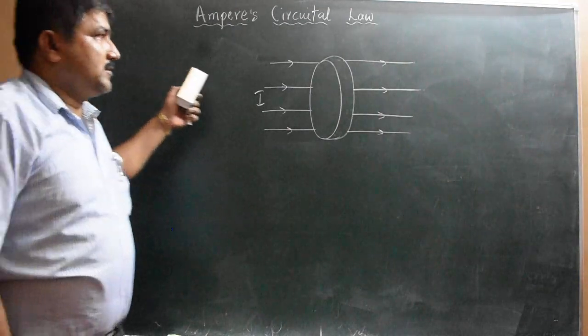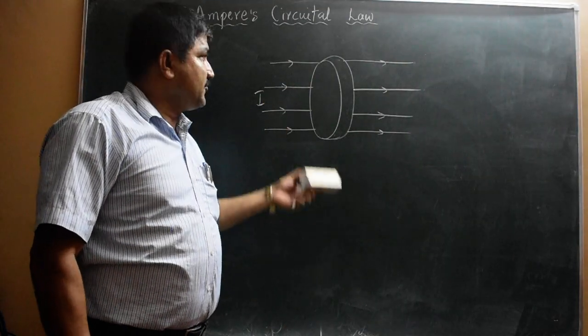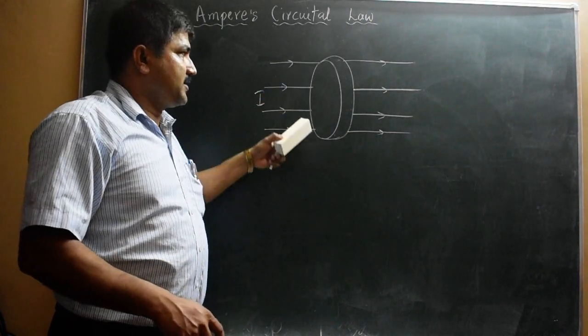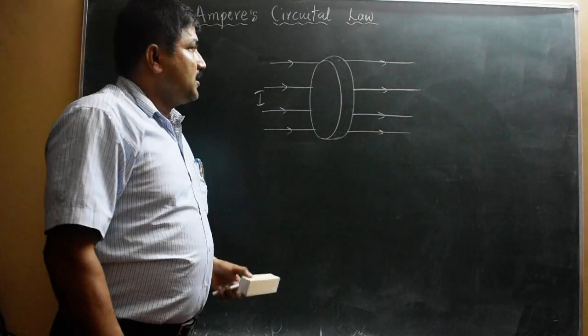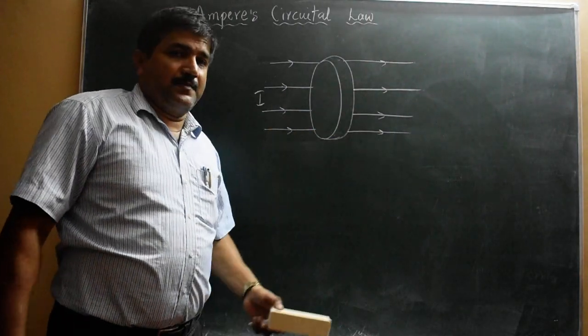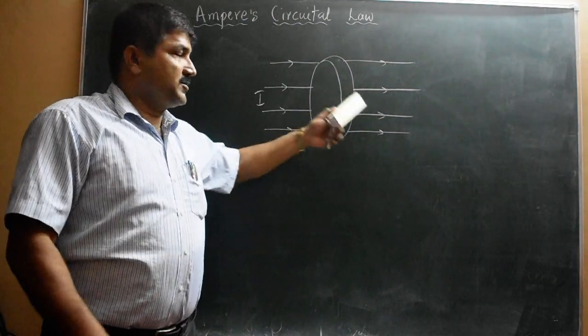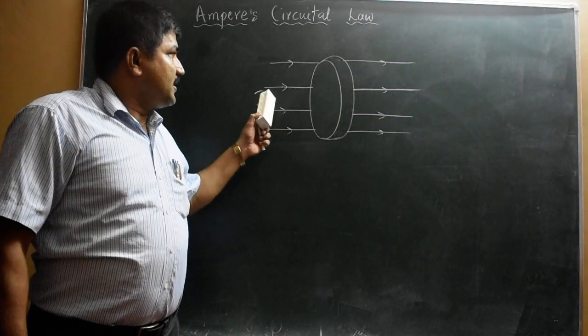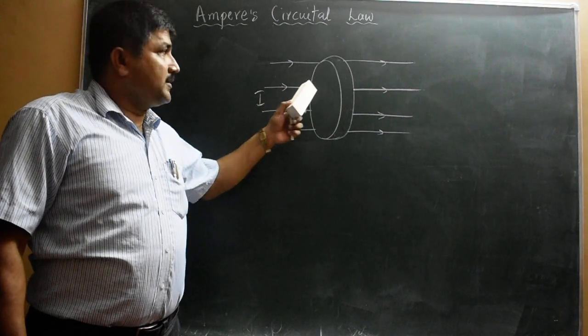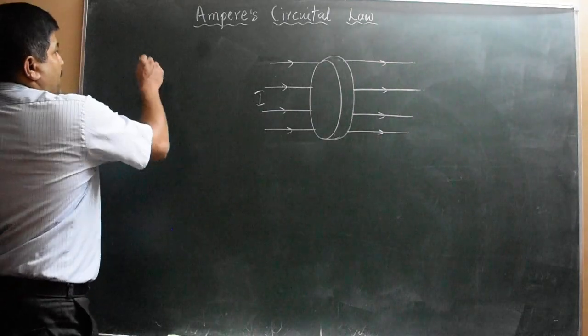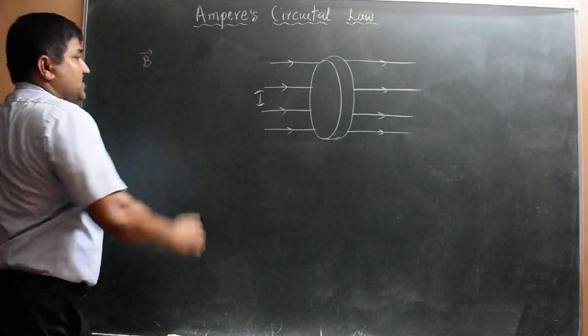So consider an open surface with a closed boundary. It's a closed boundary, but the surface is open. Now there is some current I enclosed within that surface and flowing through the surface. Current I is there, and then magnetic field B. Magnetic field B at every point is different on the surface.